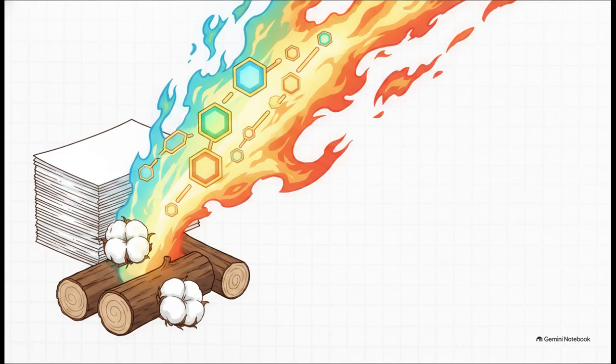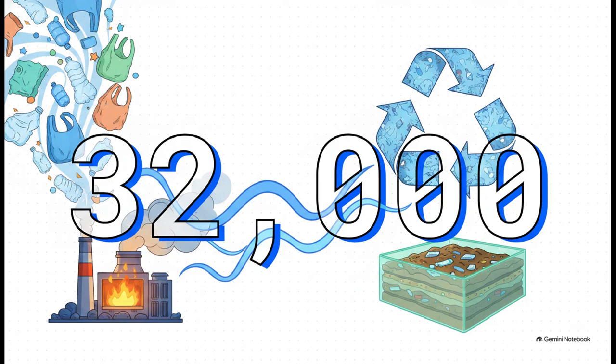So, high fiber content, that makes for some seriously excellent fuel. Now, what about synthetic organic materials, plastics? First, draw your attention to the unit change here. This is 32,000 kilojoules per kilogram. Plastics pack a massive heating value, which technically makes them amazing for incineration.